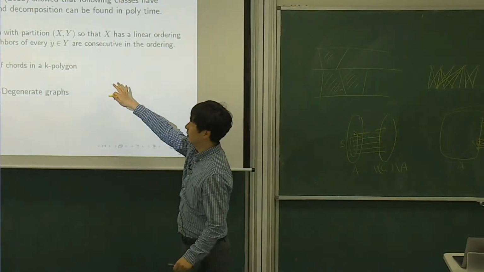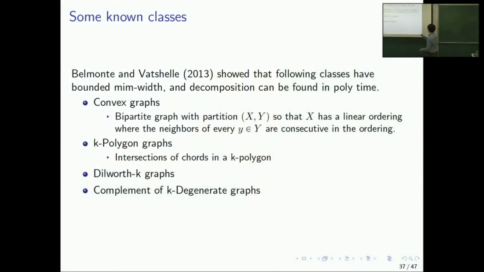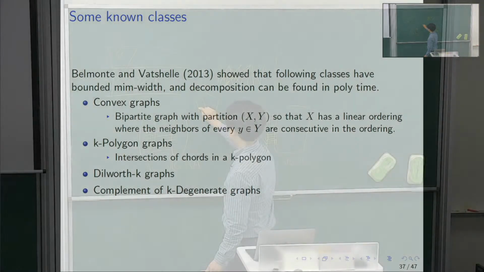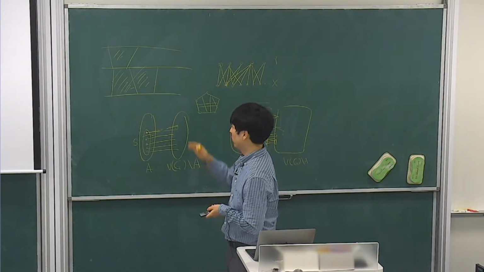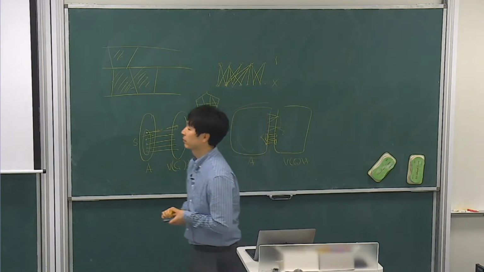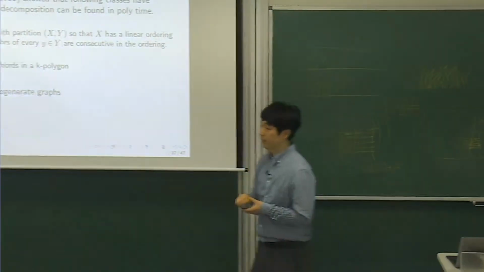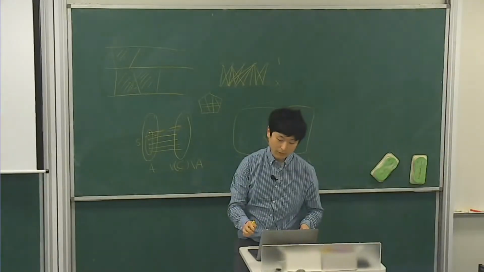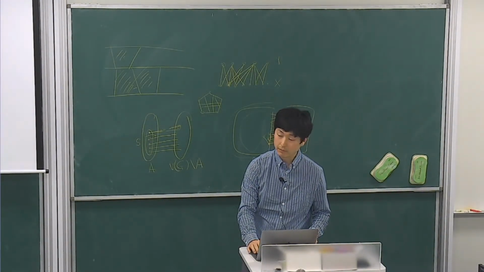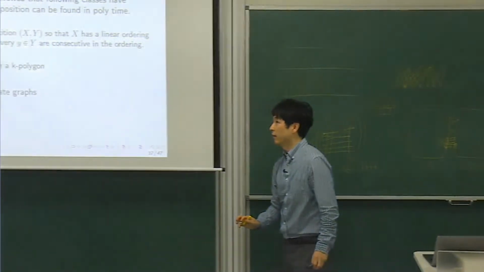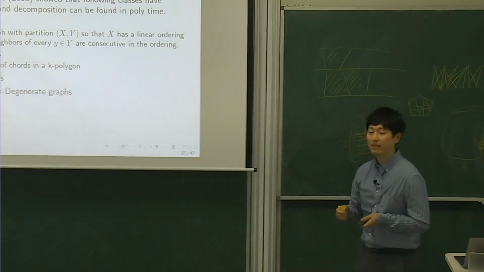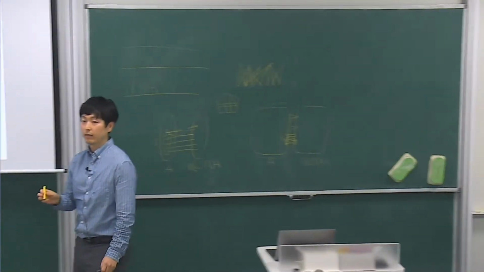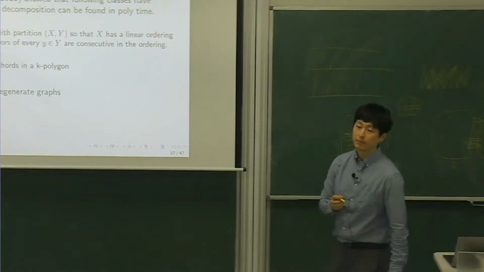And k-polygon graphs look like circle graphs, but you have a k-polygon, and you have a set of chords. So it's the intersection graphs of chords in the k-polygon. So k-polygon graphs have a bounded mim-width, but circle graphs do not. Circle graphs have unbounded mim-width. K-polygon or regular? They are, I think, equivalent because just stretch. Convex graphs have linear mim-width. Yeah. And interval graphs also have linear mim-width 1.